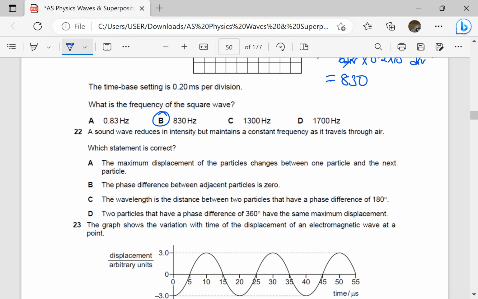A sound wave reduces in intensity but maintains a constant frequency as it travels through air. Which statement is correct? Remember, it reduces intensity but maintains a constant frequency. The maximum displacement of the particles changes between one point and the next. Intensity is directly proportional to amplitude squared, and amplitude is the maximum displacement. So the answer is going to be A. Because the intensity reduces, the maximum displacement of the particles also reduces.